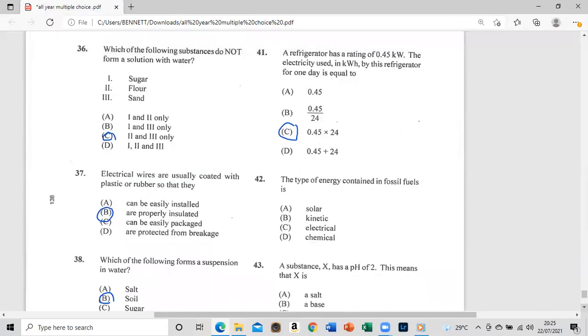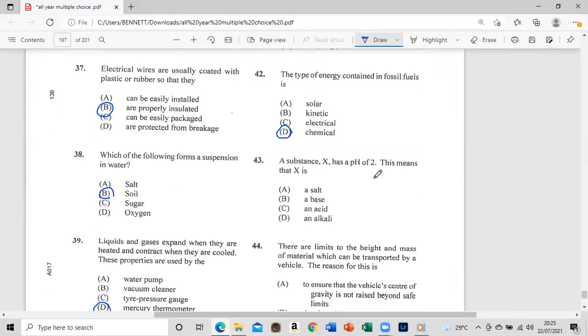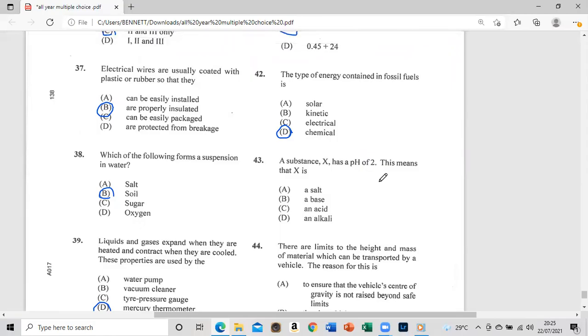The type of energy contained in fossil fuel is A, solar, B, kinetic, C, electrical, or D, chemical? And that would be chemical. Let's move on to 43. Time is pretty late, guys. A substance X, all right, I'm just going to go to the answer. A substance X has a pH of 2. This means that X is an acid. So X is an acid.